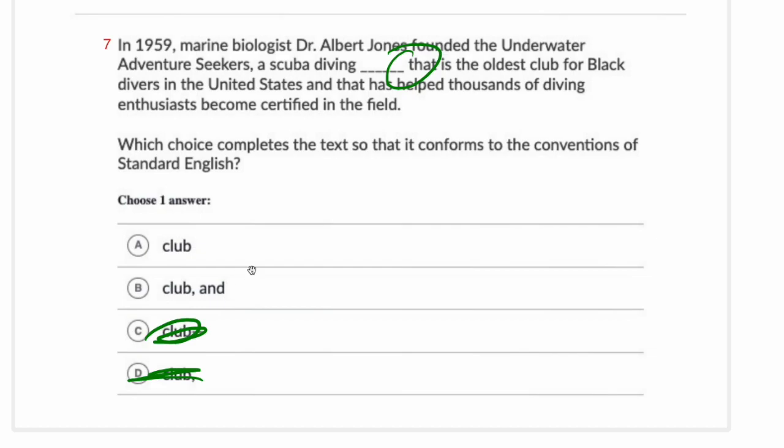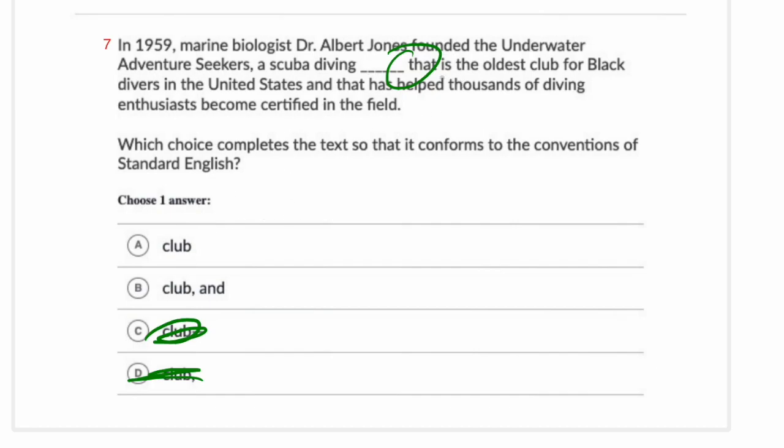B, you could say, what about B? It doesn't have punctuation right before the word that. That would create problems later on in the sentence. If we picked B, the sentence would say this. He founded the Underwater Adventure Seekers, a scuba diving club, and that is the oldest club for black divers in the United States, and that has helped thousands of diving. No. So we don't want to do that.